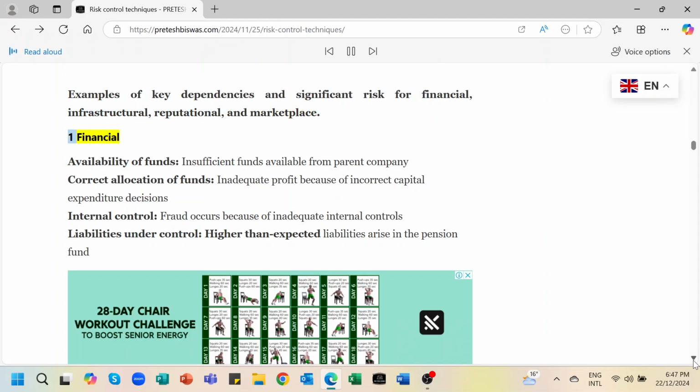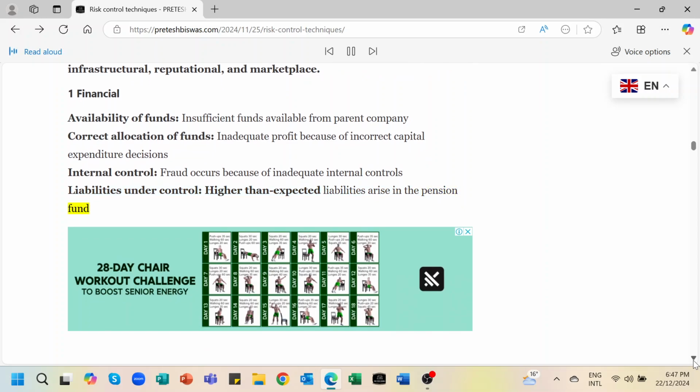1. Financial. Availability of funds: insufficient funds available from parent company. Correct allocation of funds: inadequate profit because of incorrect capital expenditure decisions. Internal control: fraud occurs because of inadequate internal controls. Liabilities under control: higher than expected liabilities arise in the pension fund.